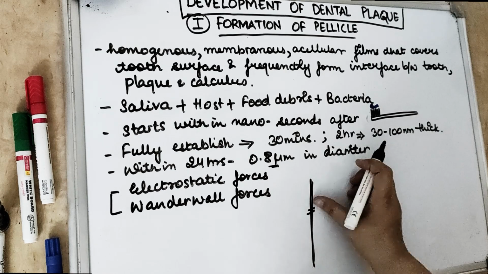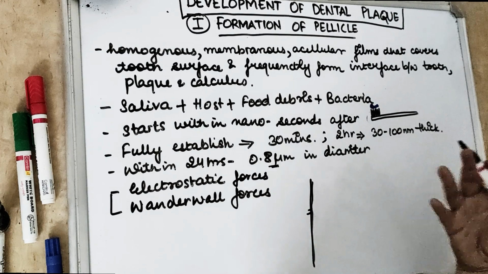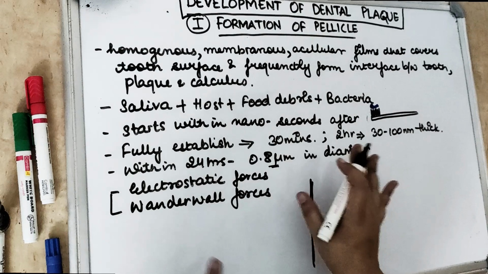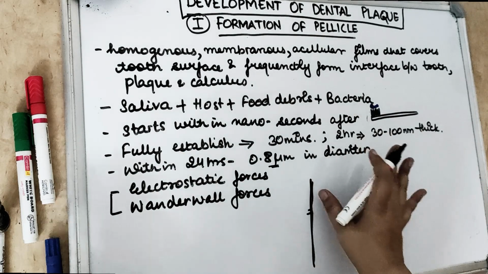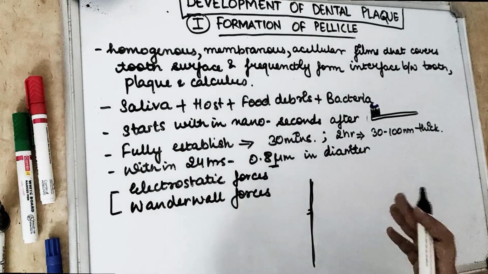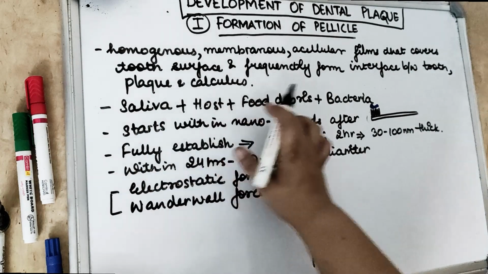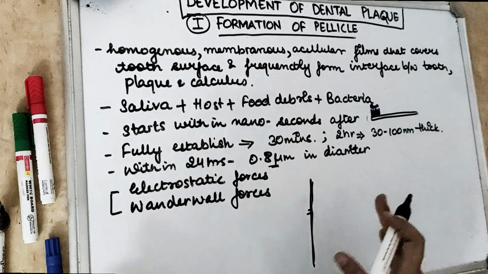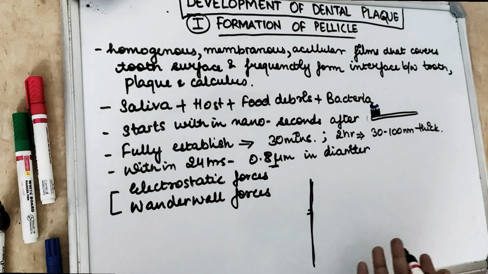So thin layer of what? Thin layer of, we'll study about the composition of the pellicle. So it is not bacteria. See, pellicle is not bacteria. Okay, pellicle is just the component which is coming either from the saliva, host, food debris or bacteria. So it is just kind of a protein or carbohydrate, you can remember it.